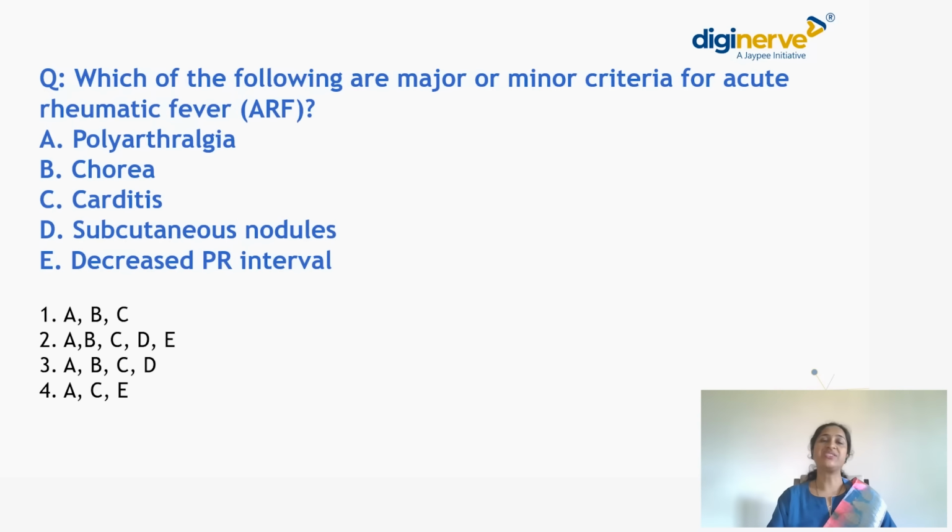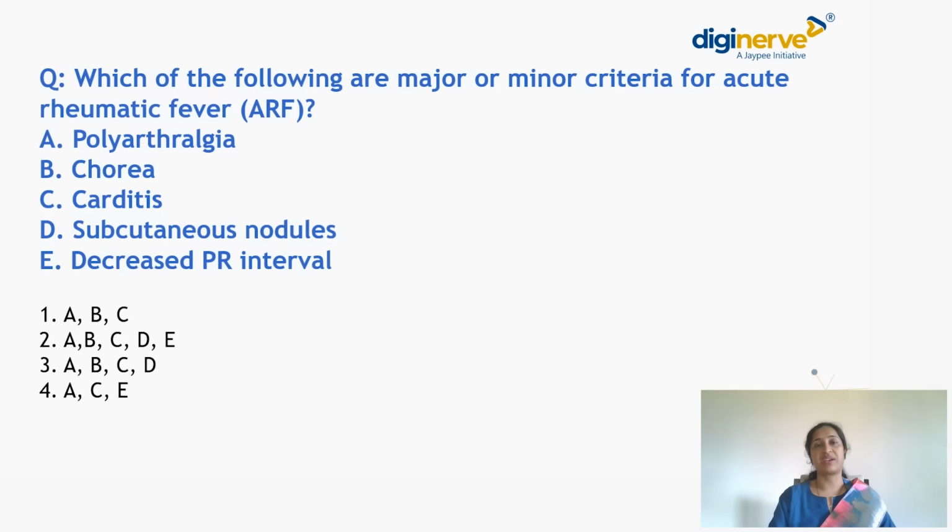Next question. Which of the following are major or minor criteria for acute rheumatic fever? Polyarthralgia, chorea, carditis, subcutaneous nodules, and decreased PR interval. This is also a completely recall question. So this was the modified Duckett-Jones criteria.